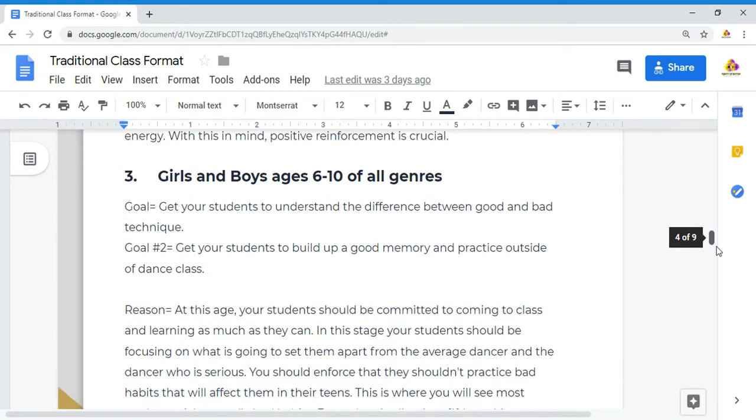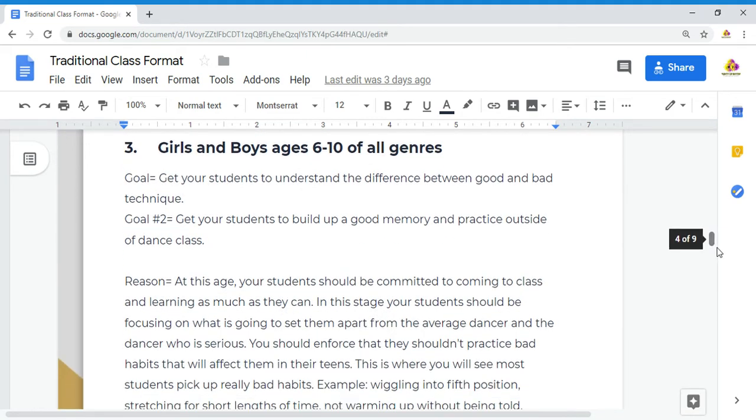Girls and boys 6 to 10 of all genres. Get your student to understand the difference between good and bad technique. Now, some of you might think, what? We're supposed to teach this to 6 to 10-year-olds? Yes, this is crucial. This is probably the most important age group. Why?